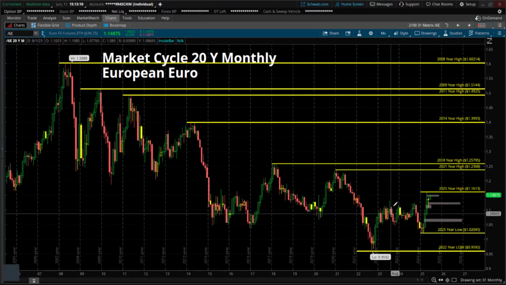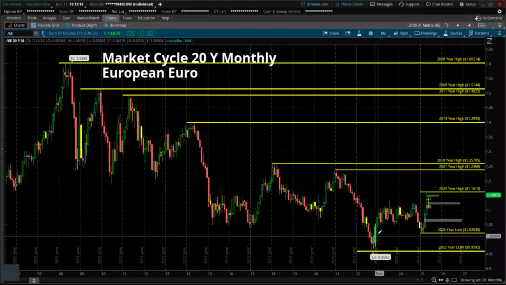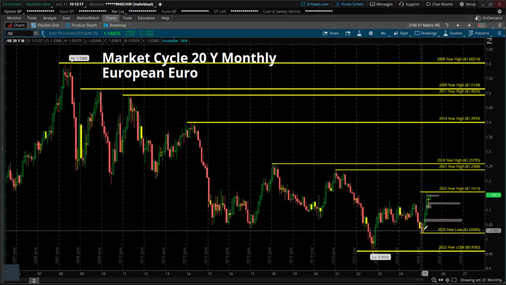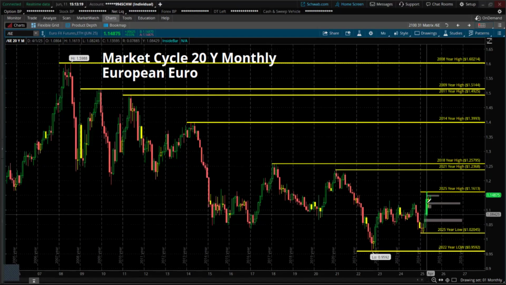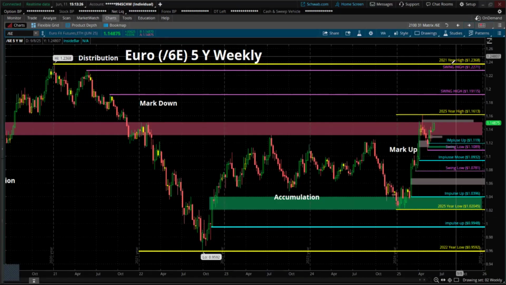Building energy. One more time to shake out those buyers. Sweet spot right there for the ones that bought there. They're the low of here. Consolidation. Nice. So building energy. Still on the momentum going higher. Looking at the weekly.